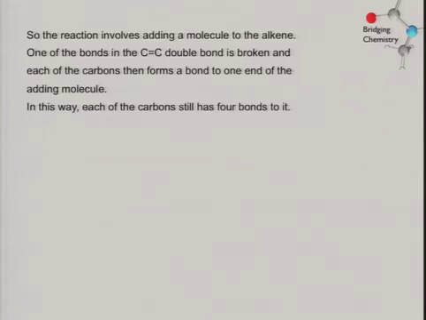So the reaction involves adding a molecule to the alkene, hence the name addition, right? We take a thing and we stick them together. So it's different to a substitution reaction where we take a thing and this goes on and this goes off. Here we're just sticking 2 things together, right? One of the bonds in the carbon-carbon double bond is broken, and each of the carbons then forms a bond to one end of the adding molecule. In this way, each of the carbons still has 4 bonds.